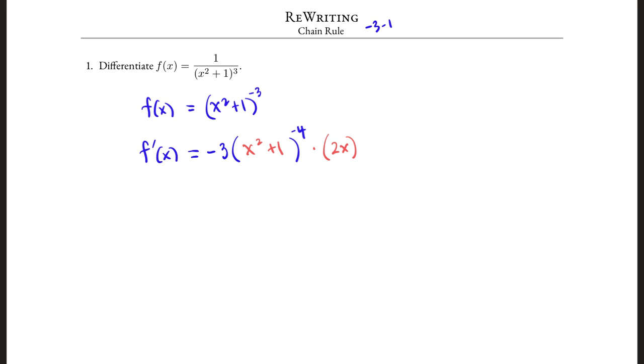If we were to simplify this further, we take negative 3 times 2x, which is negative 6x, and we bring down the x squared plus 1 and make the power positive. This is the simplified final answer.